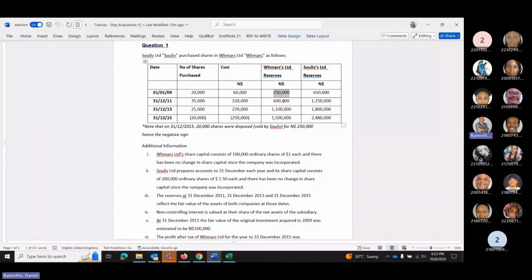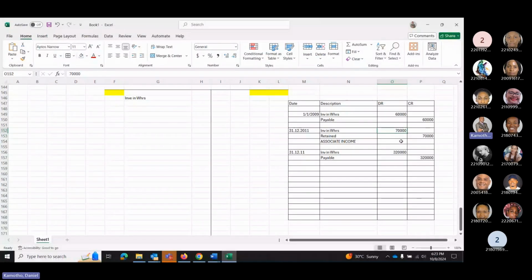And therefore, we are saying 70,000 is 20% because they owned 20% at that point. So if you take 600,000 minus 250, you get 350. 20% of that is 70,000. That's how we got the 70,000.